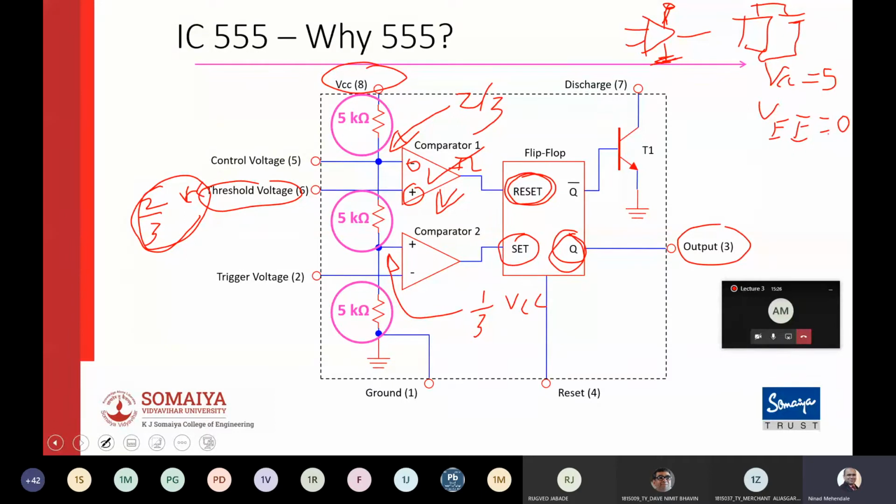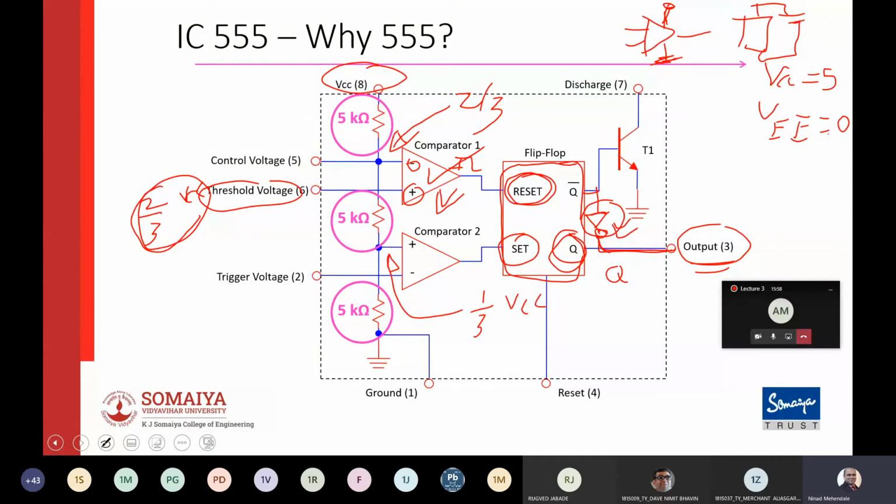Practically, it is not given directly from this SR flip-flop. In many books, they have given a Q bar, then a NOT gate, and then the output pin. The reason being, as soon as you put a NOT gate, it changes the Q bar value to Q. At the same time, it increases the current carrying capacity of the output pin. So the output is not given directly from the SR flip-flop; it goes through a NOT gate to increase the current carrying capacity of the output.